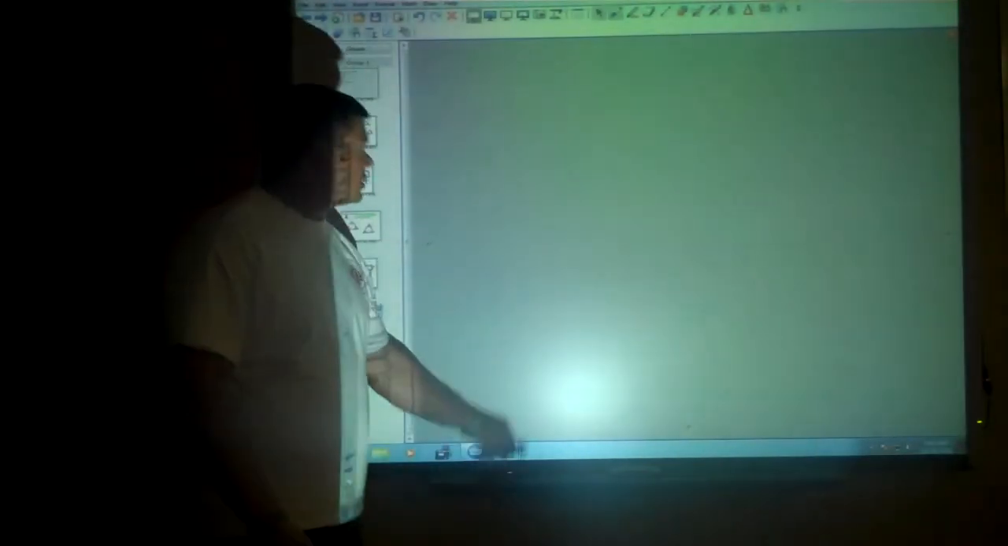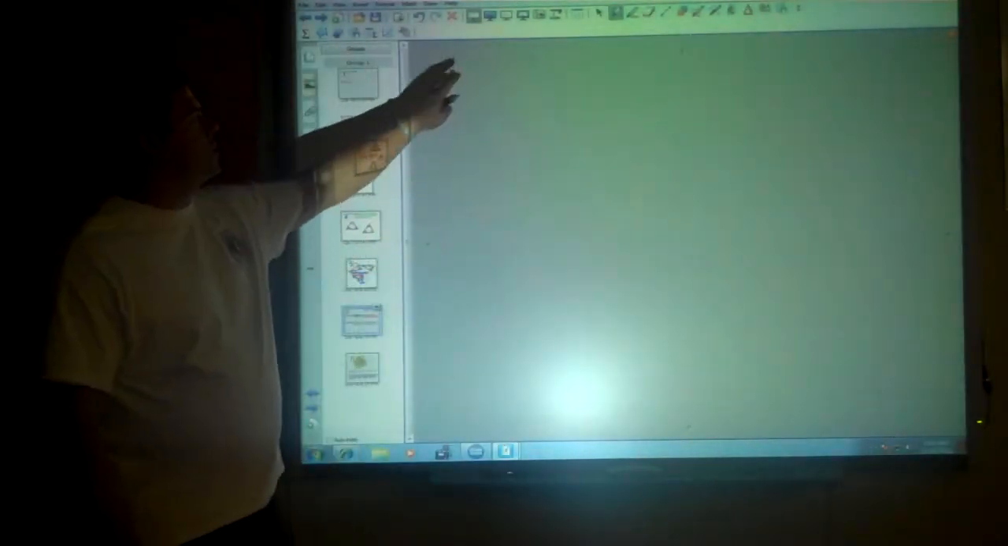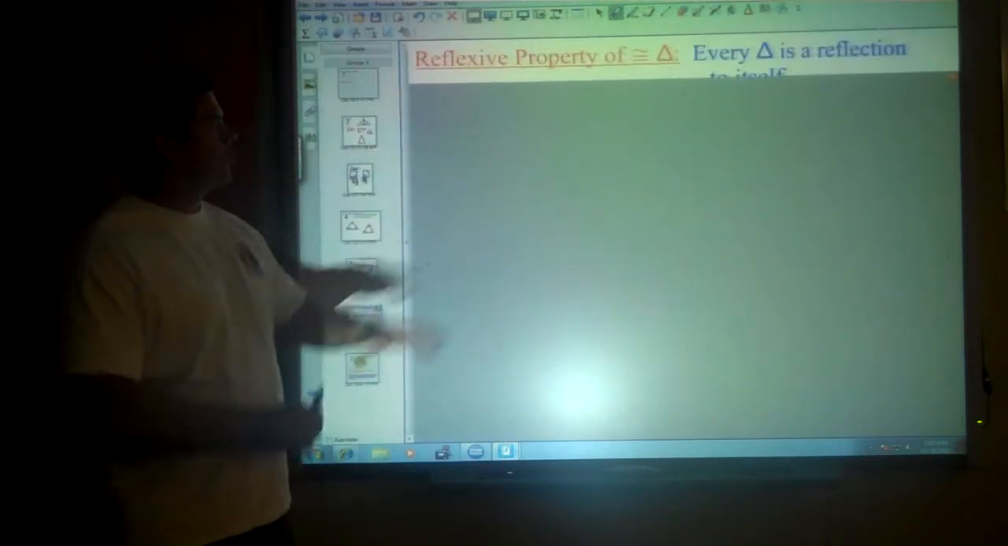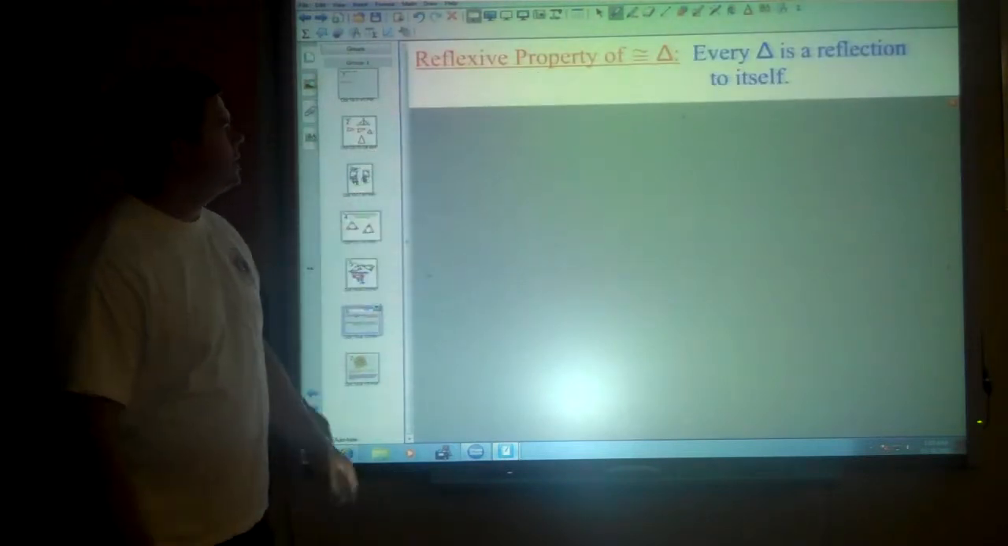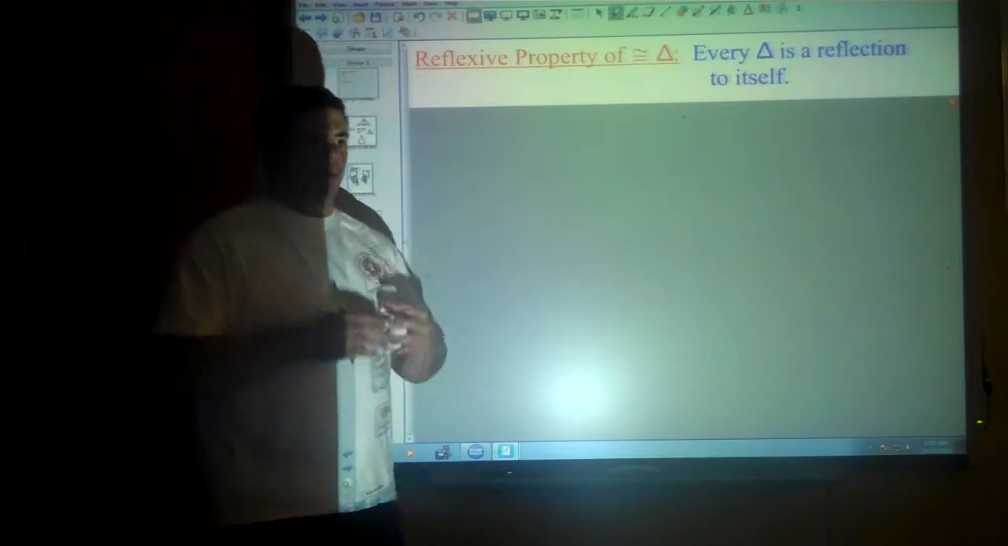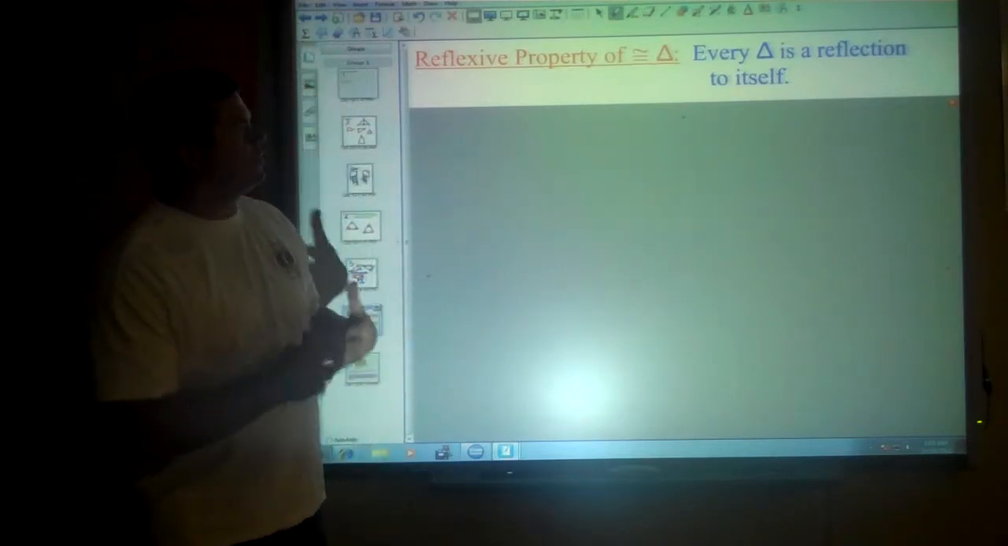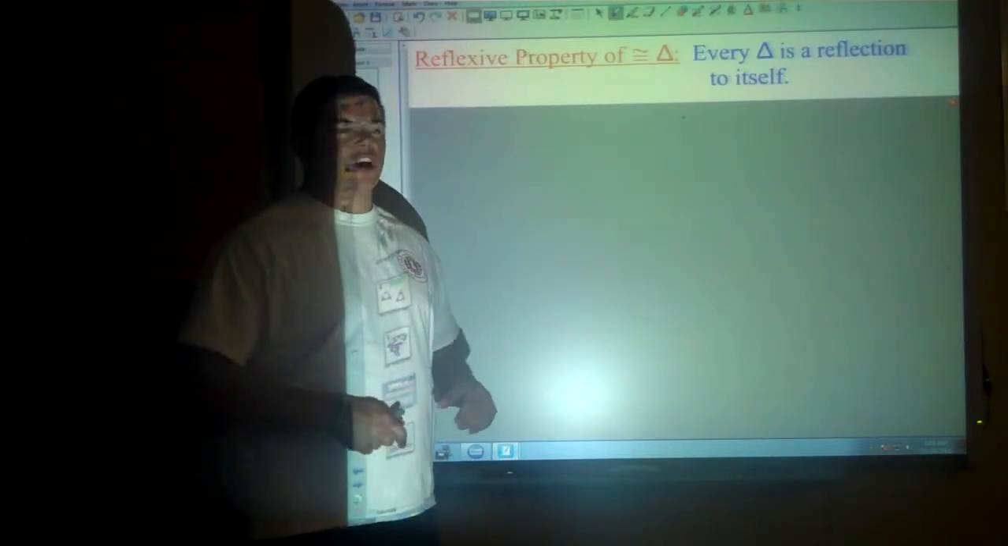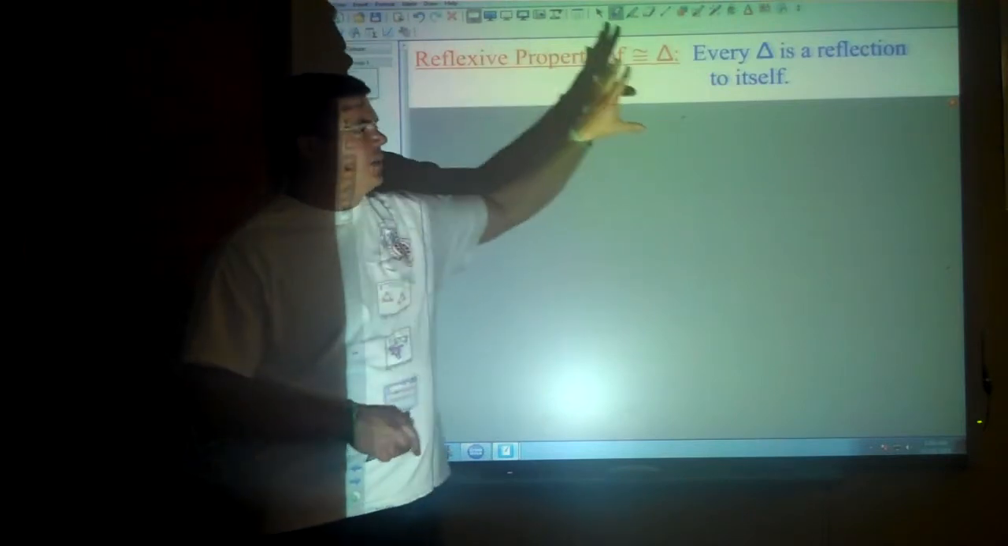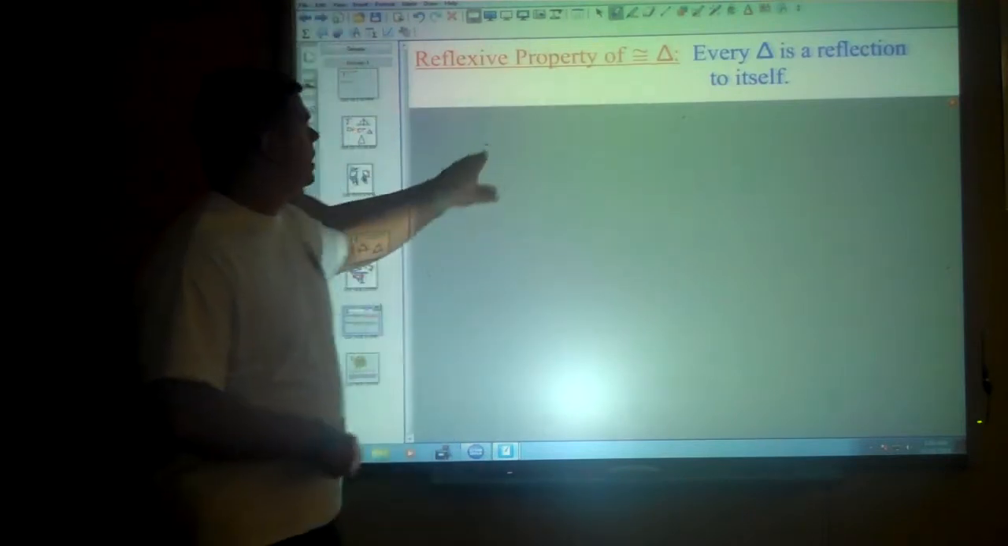Alright, a couple last bits of information, all involving congruent triangles. We have the reflexive property. Alright, reflexive property, remember, is if something is equal to itself. So every triangle is a reflection to itself. Any triangle will reflect onto itself.